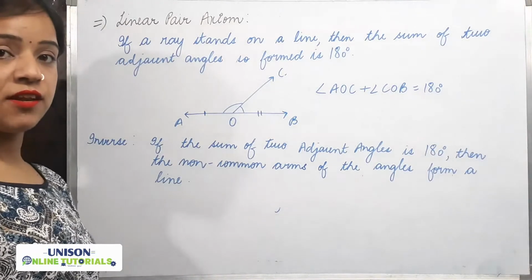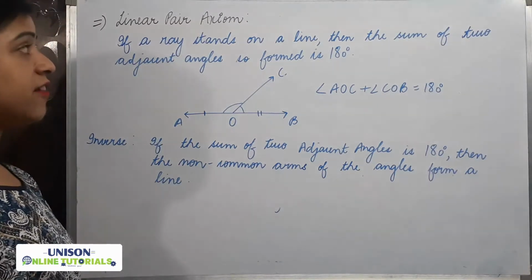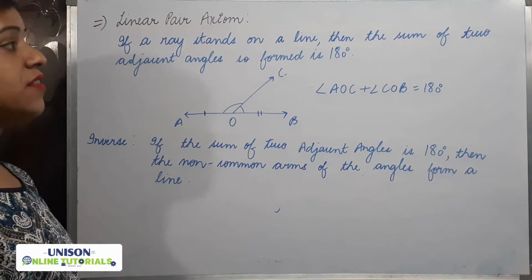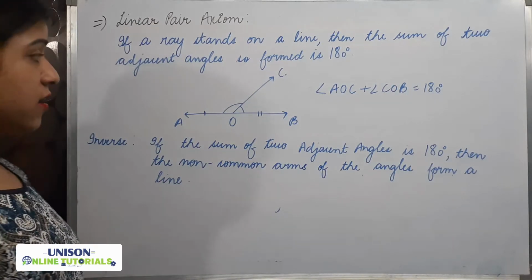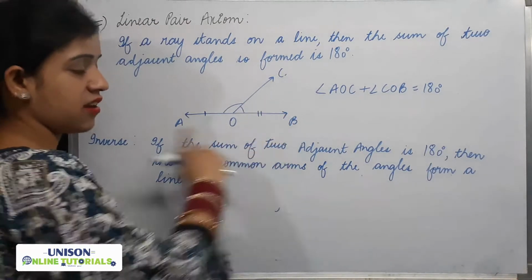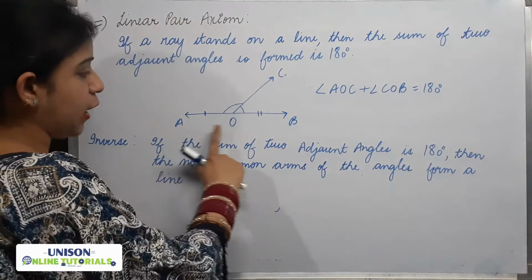Now we will discuss the linear pair axiom. If a ray stands on a line, then the sum of the two adjacent angles so formed is 180 degree. Here in this case, OC is a ray which stands on a line AOB.